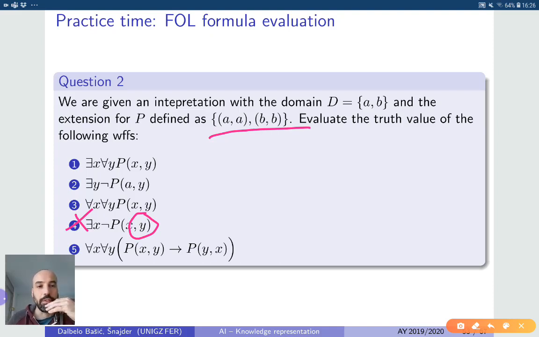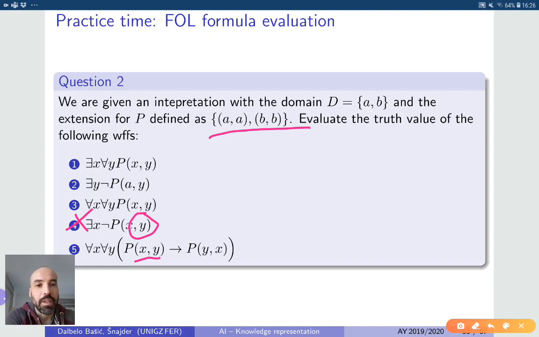What about the fifth formula, an implication here? Whenever you have implications, things get a bit more interesting. For all x, for all y, if Pxy, then Pyx. Before we actually solve that one, notice that what the formula is saying is that P, if considered as a binary relation, is symmetric, right? So if Pxy, then Pyx has to be true as well.